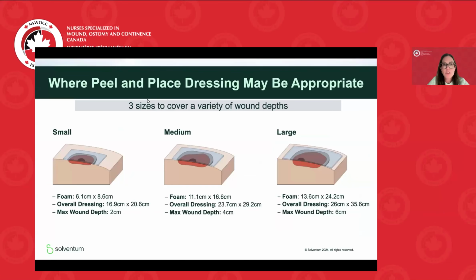As far as sizing for the peel in place, the small dressing, essentially a wound that is 2 centimeters in depth, medium 4 centimeters, large 6 centimeters. Okay, so you're going to size this primarily by depth. The caveat to that is that you do not want to use this in a wound that has tunneling.